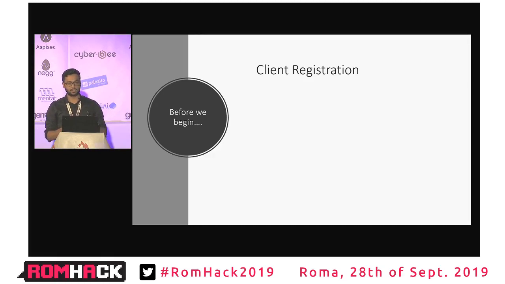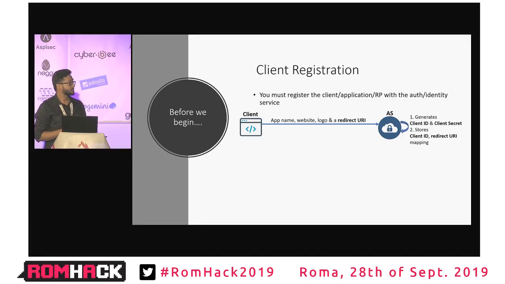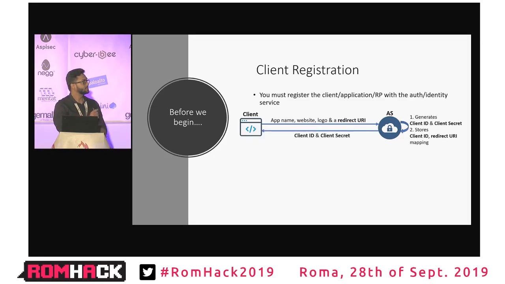Before moving ahead, there is an offline step required called client registration, wherein the client provides some information to the auth server, and that information includes a redirect URI as well. This redirect URI is used by the auth server to send back the auth code and the access tokens to the client. Once the authorization server receives this information, it generates a client ID and a client secret for the client, and then stores this mapping of client ID to the redirect URI with itself. In return, the client ID and the client secret are sent back to the client.